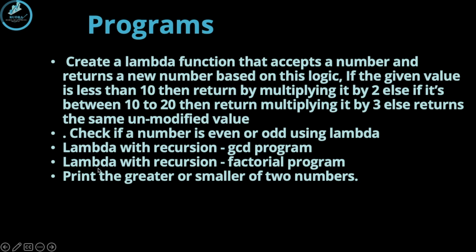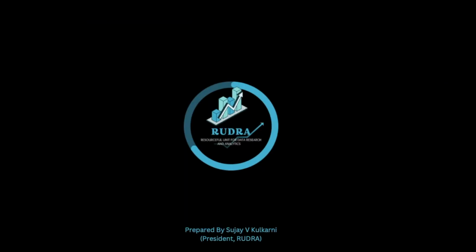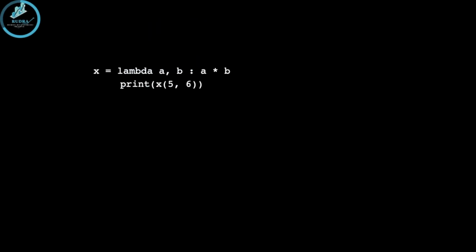You can try out the lambda with recursion, because we had done it in functions, where we had written the factorial program with recursion using functions. You can try the same with lambda, and you can also try printing the greater or smaller of two numbers, where if you pass two numbers using the lambda function, you are supposed to identify which is greater and it should be printed. So this is it for lambda functions.